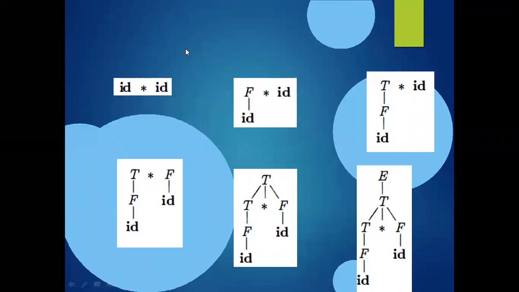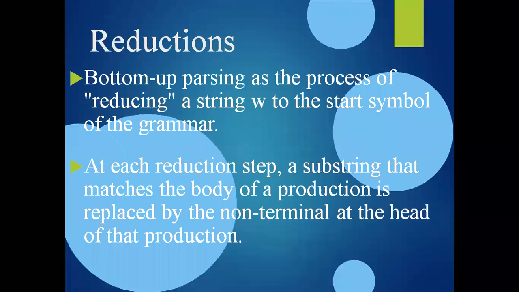Then what is reduction? As already explained, how we perform the reductions in bottom up parsing. Here, it is the process of reducing a string W to the start symbol of the grammar. And how are we reducing it? At each reduction step, a substring that matches the body of a production is replaced by the non-terminal at the head of that production, right? This is another definition of reduction.